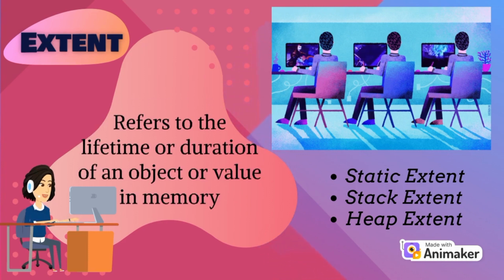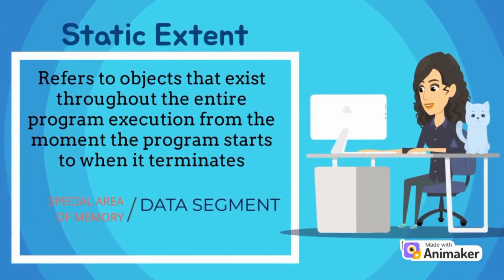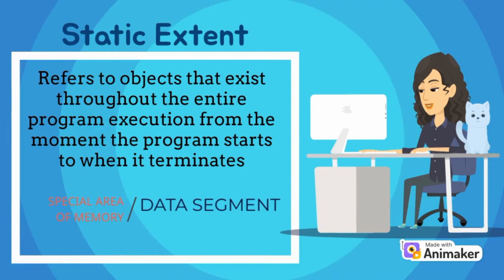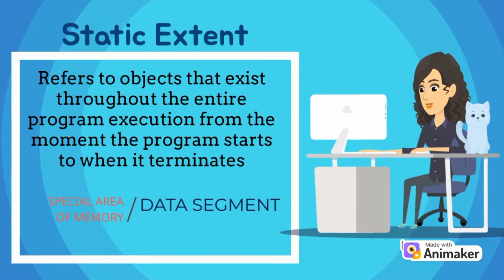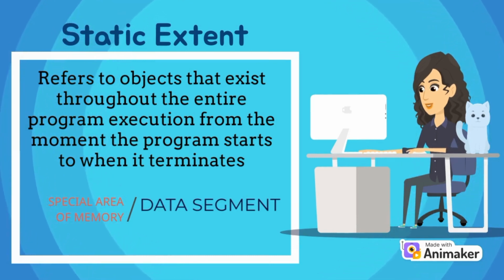Extent refers to the lifetime or duration of an object or value in memory. The extent of an object determines when it is created and destroyed, and it is critical for understanding how a program uses memory resources. And now, there are three types of extent. First is the static extent, which refers to objects that exist throughout the entire program execution, from the moment the program starts to when it's terminated. Static extent objects are allocated during the compilation phase and stored in a special area of memory called the data segment.